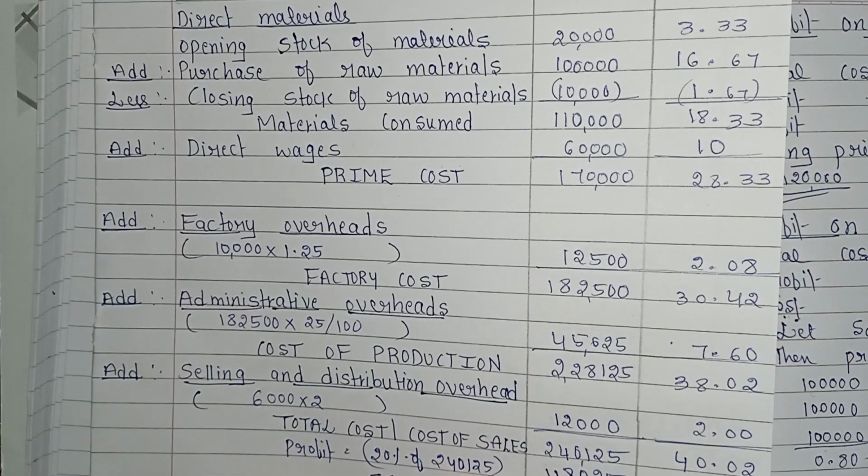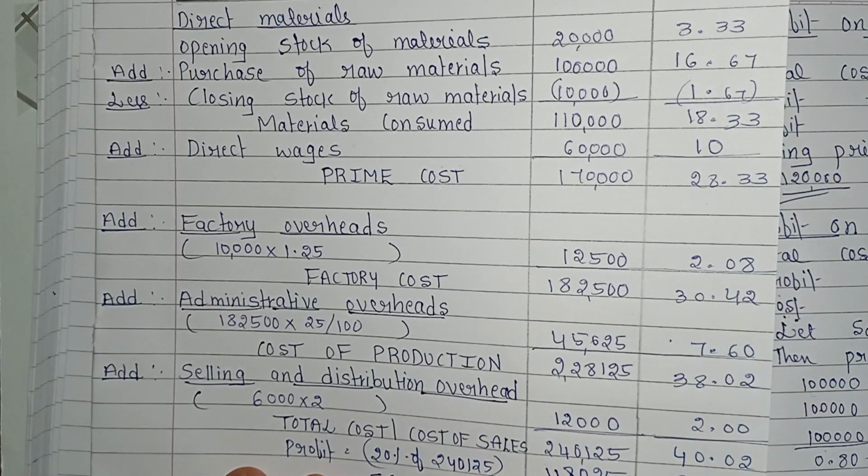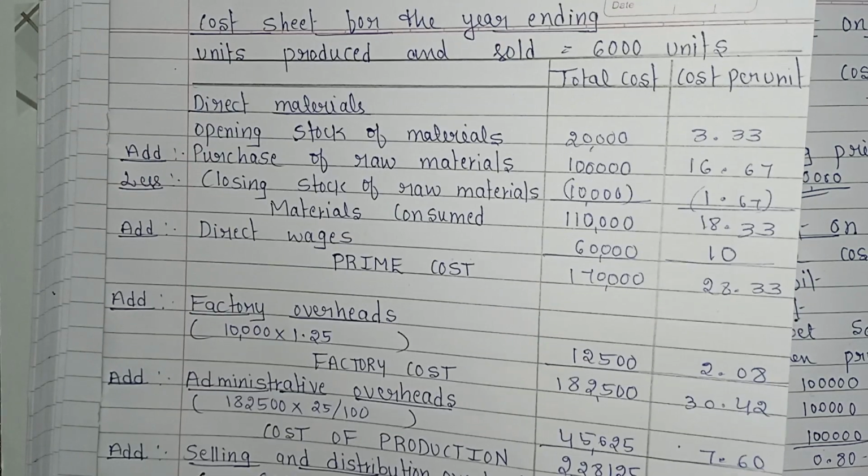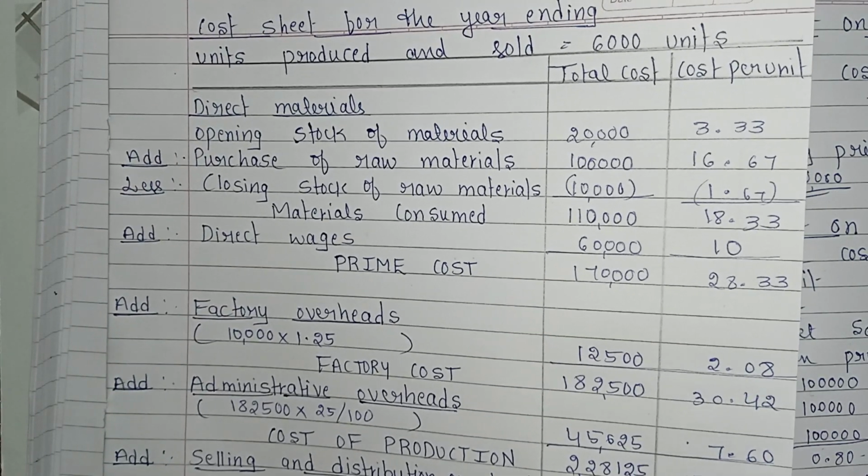This is the cost sheet with profit calculation on cost. Clear? I hope this problem is clear to you all.